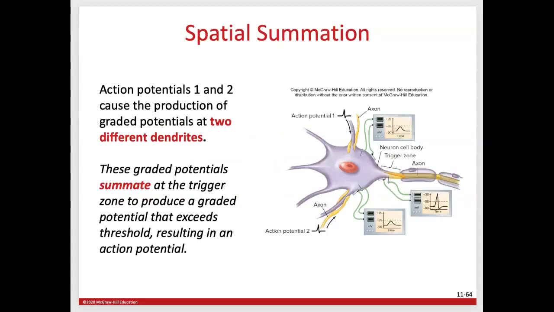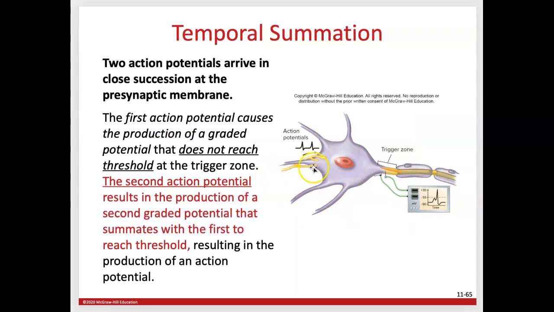Spatial is basically action potentials 1 and 2 causing the production of a graded potential at two different dendrites. So an action potential will come in here, an action potential will come in here, and eventually, if enough come in, then that's summation, in regard to spatial summation. So action potentials are coming in from different dendrites. In temporal summation, it's an action potential coming in repeatedly from the same dendrite. So two or more action potentials arrive in close succession at the presynaptic membrane.